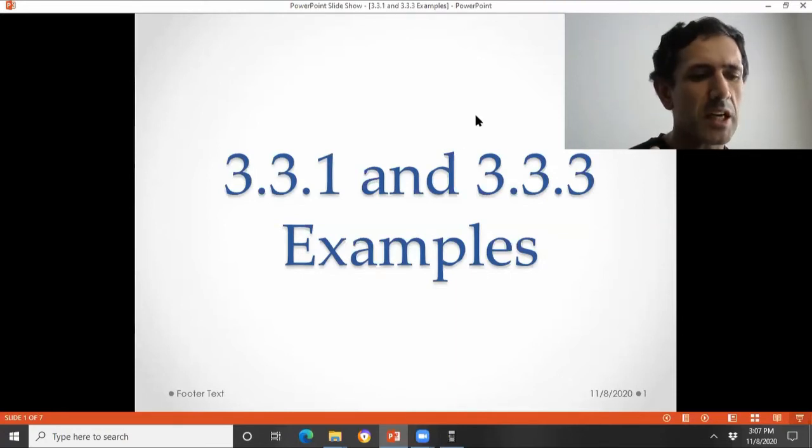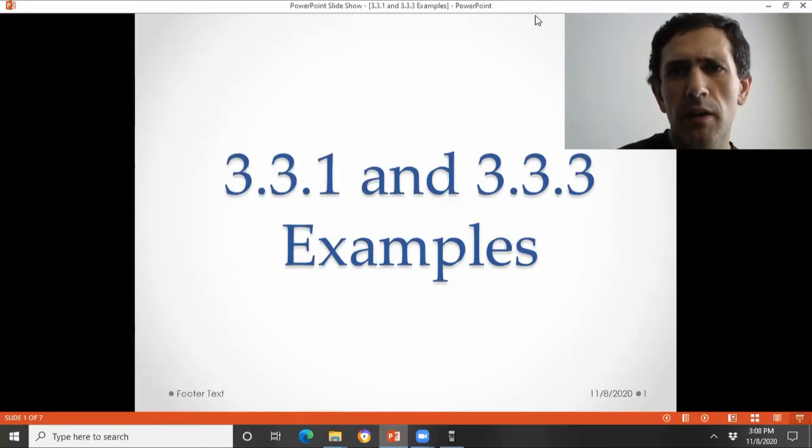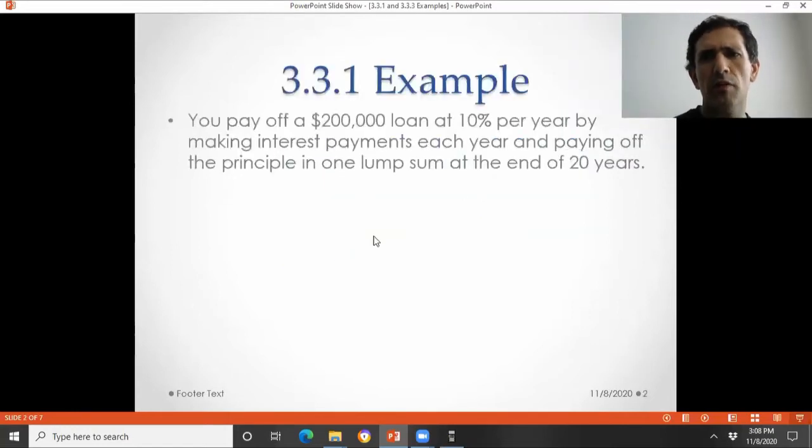Though the basic ideas are really the same, or very similar. Okay, so for the first example, let's say that you pay off a $200,000 loan at 10%. By making interest payments each year and paying off the principal in one lump sum at the end of the 20 years. So it's a 20-year loan.